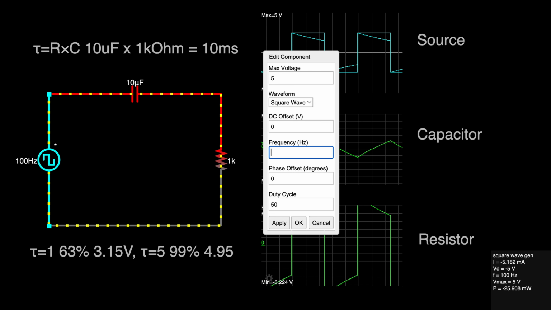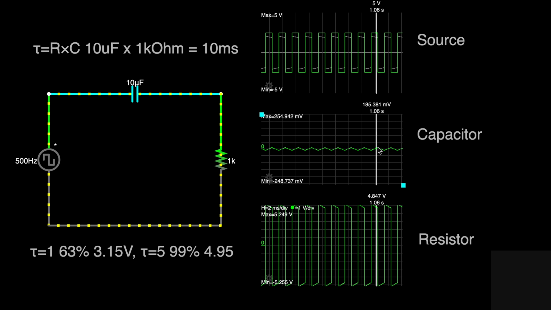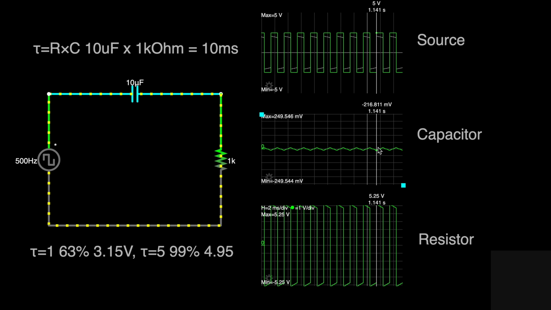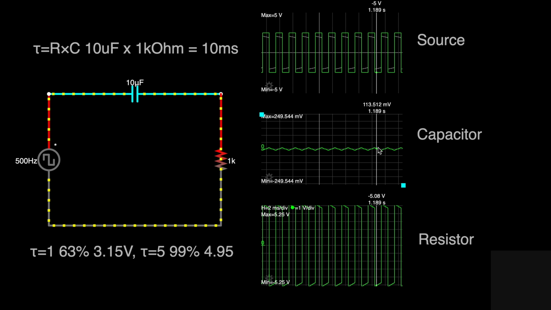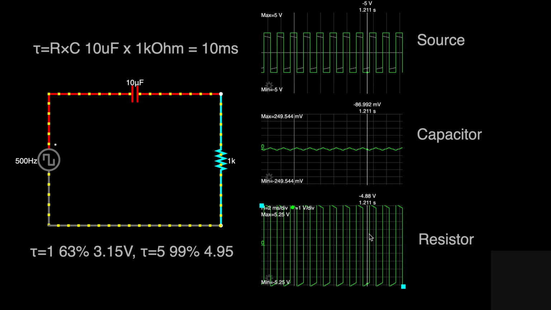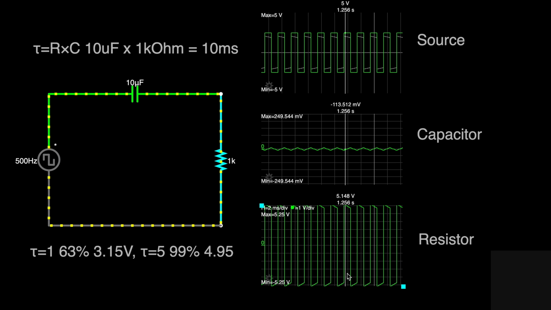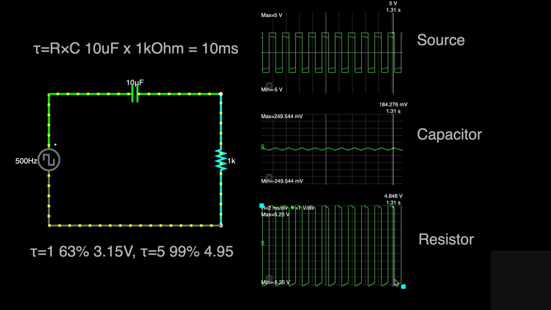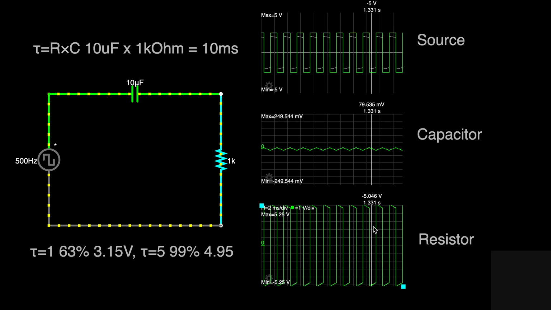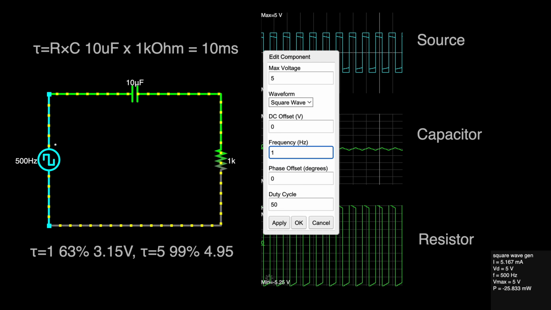Let's go to 500 hertz. You can see that the capacitor is now just this little tiny wiggle in the millivolts range. So the capacitor is very, very strongly attenuating this higher frequency, where the resistor is now starting to look very much like the input voltage. So the resistor is going from 5.25 volts to negative 5.25 volts, and it's starting to look more and more like a square wave. And let's go ahead and take this up to 1 kilohertz.